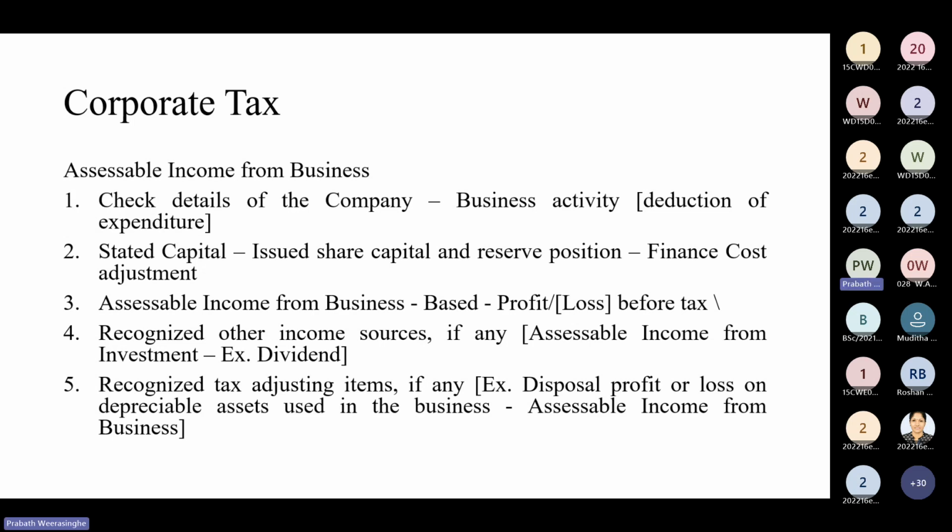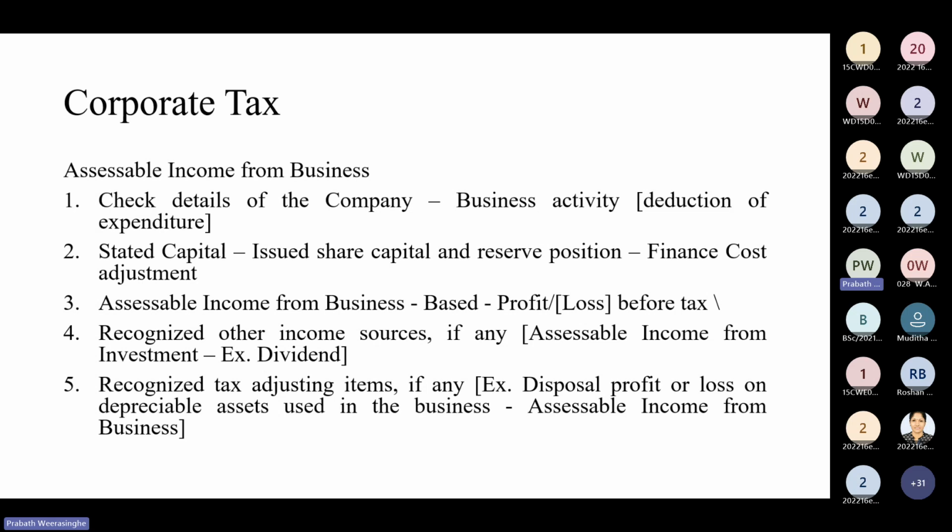Right? Simple example, dividend income. If the company is, say, a manufacturing company and has made an investment in shares, they would have received dividends. Dividend is investment income because they are keeping additional money, and that money is being invested, right?